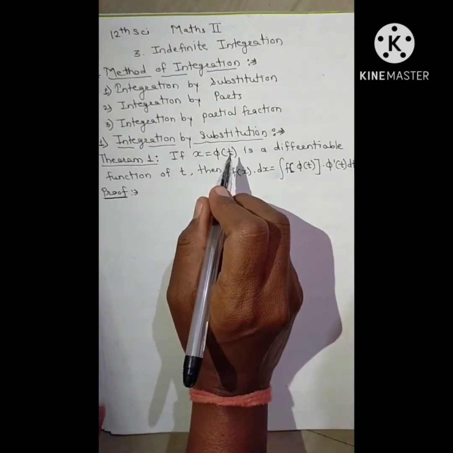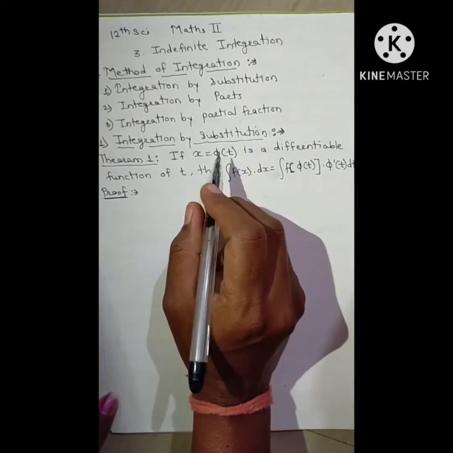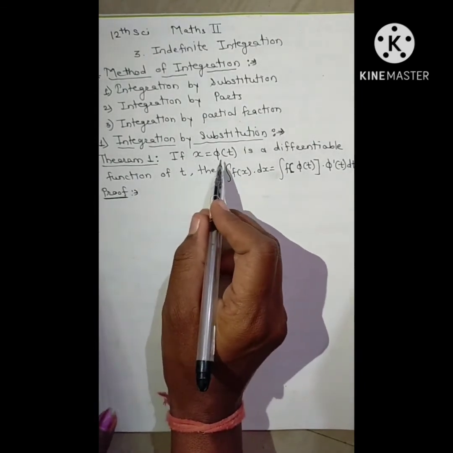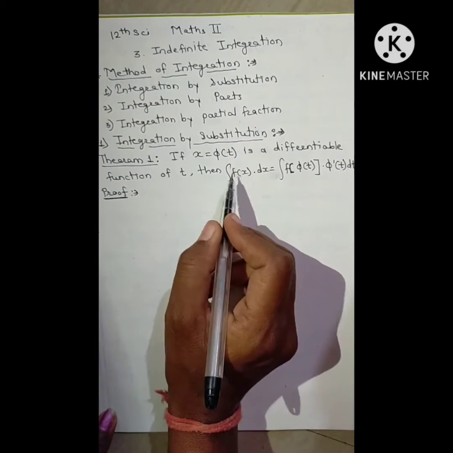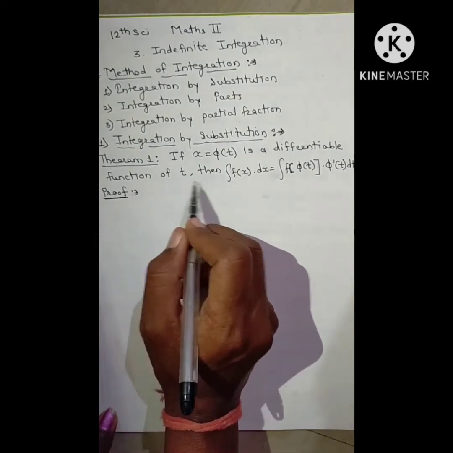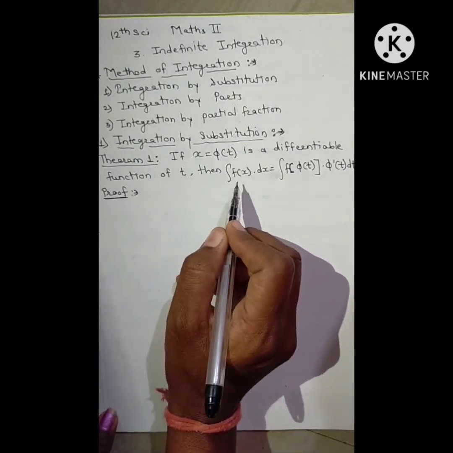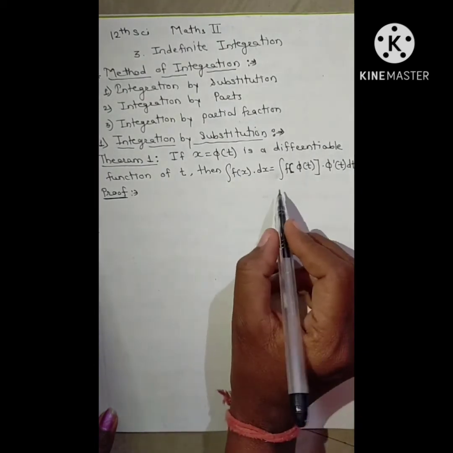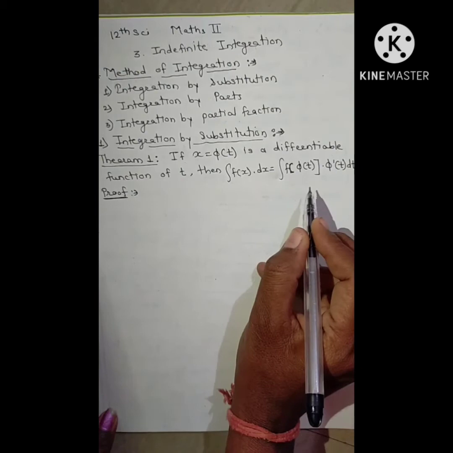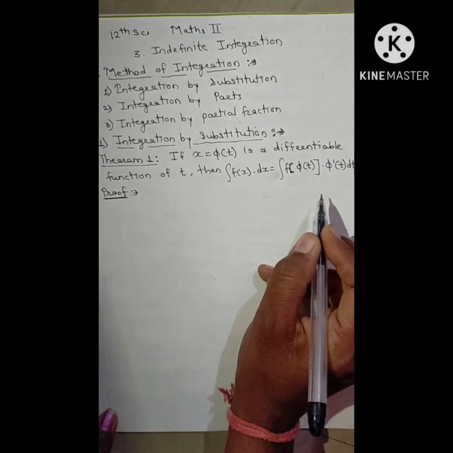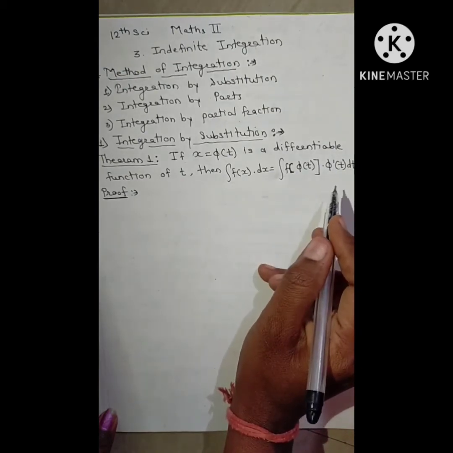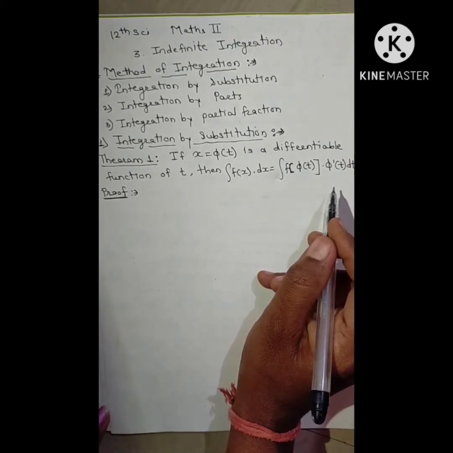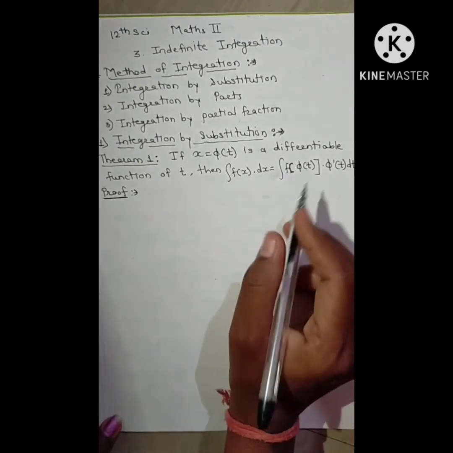Here we can see the theorem. The theorem is given: if x is equal to phi of t is a differentiable function of t, then integration f of x dx is equal to integration f of phi of t into phi dash t into dt. We have to prove this theorem.